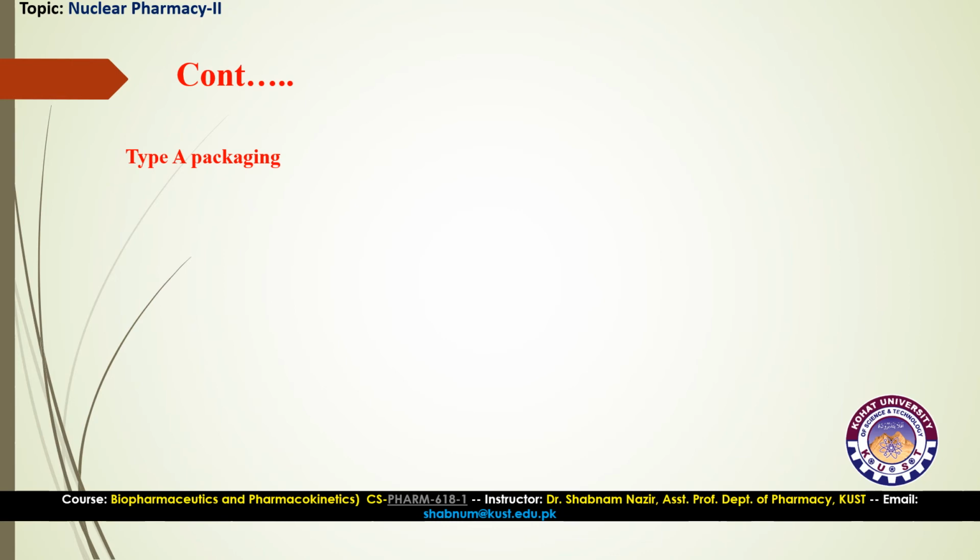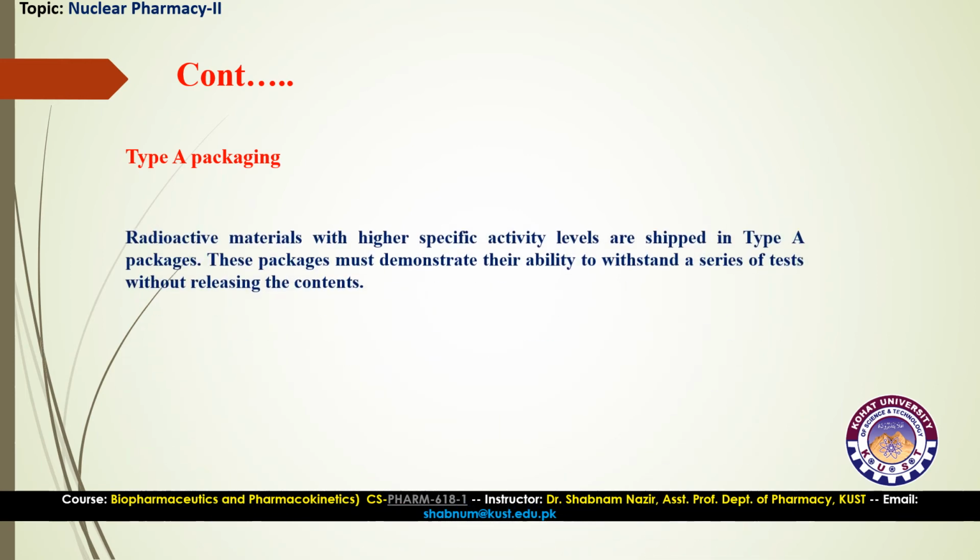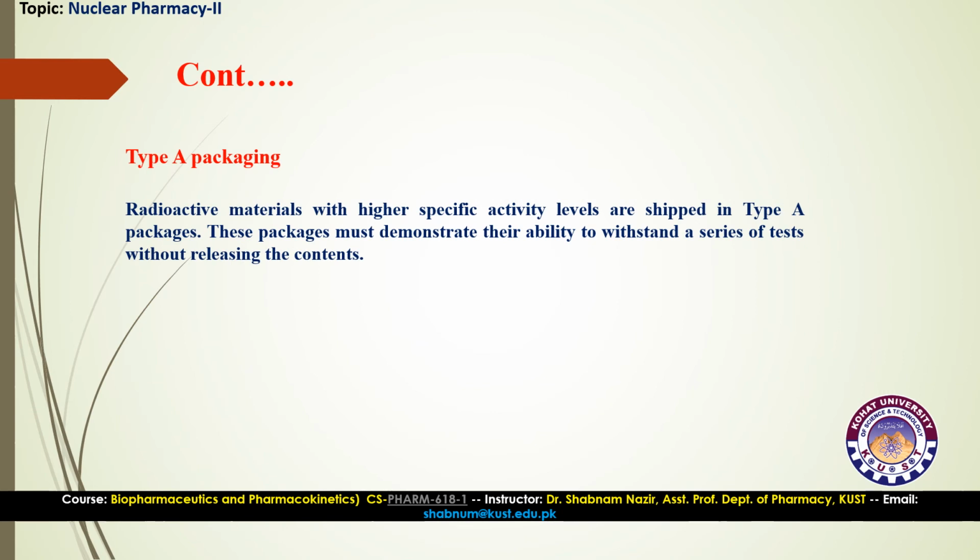Then here comes the type A packaging. After the industrial packaging, the next packaging is type A packaging. As we discussed, we can categorize the radioactive materials into three main categories, and the first one has a low level of radioactivity. The second one, for which mainly type A packaging is used, has slightly higher radioactivity than the previous one. So radioactive materials with higher specific activity levels are shipped in type A packages.